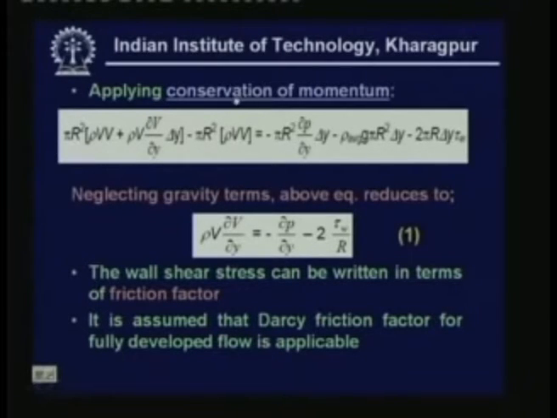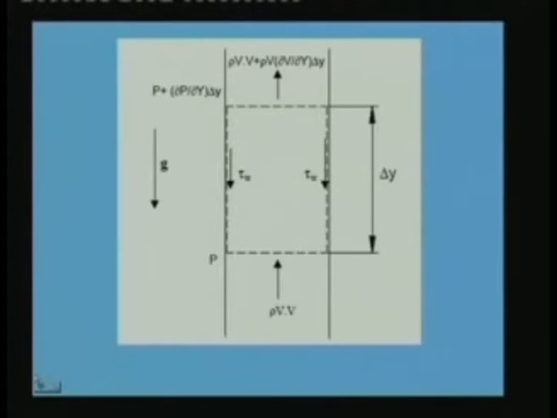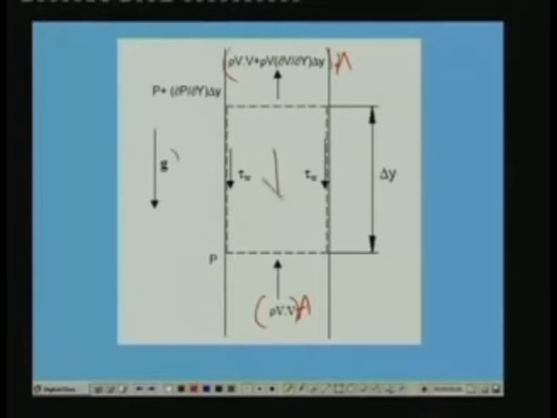Let me show this control volume once again. As I said, this term multiplied by the area is the momentum at the inlet to the control volume, and this term multiplied by the area is the momentum at the outlet of the control volume. And what are the different forces acting here? One force acting is because of the mass of the control volume, that means because of the acceleration due to gravity. So that force will be acting in the downward direction.